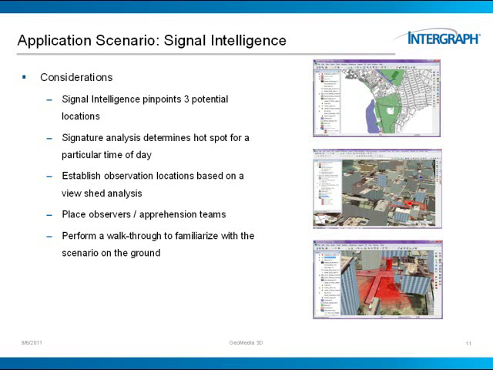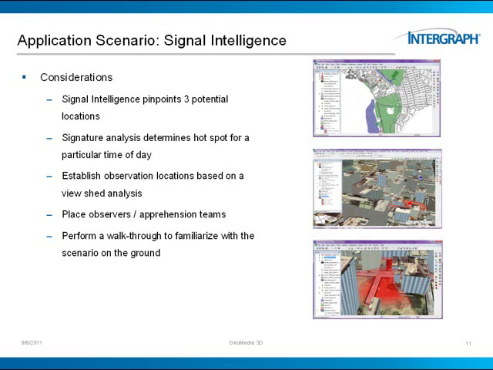So from a geospatial perspective, the considerations are that we've identified 3 potential locations where these messages are being sent from. We've done a signature analysis to determine where the hotspot for the origination of the message might be for any particular time of day.